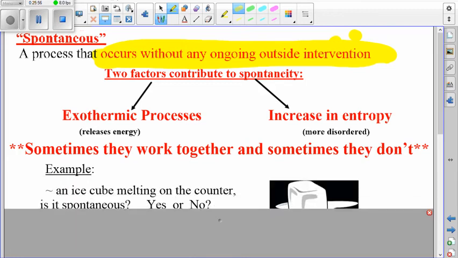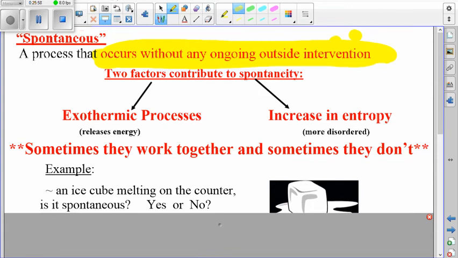Now, ice cube melting on my counter. Did the ice cube melt without me helping it melt? So that means it's what? It is a what kind of reaction? Spontaneous. Okay? So yes, the ice cube melting is spontaneous, as I already mentioned, because it happened without me having to continually help it happen. I started it, I put the ice cube on the desk, that's it though.